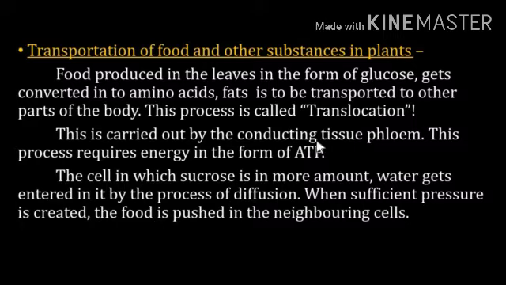This is carried out by the conducting tissue phloem, and this process requires energy in the form of ATP, that is adenosine triphosphate. In the cell in which sucrose is in more amount, water enters by the process of diffusion, and when sufficient pressure of water is created in that cell, the food is pushed into the neighboring cells or adjacent cells. This is the transportation of food in plants.